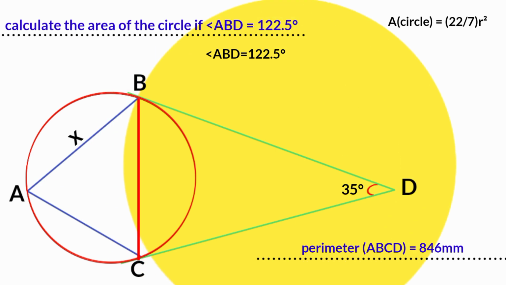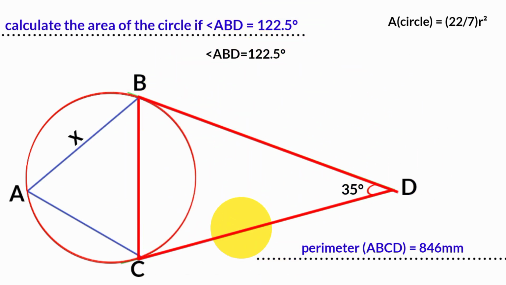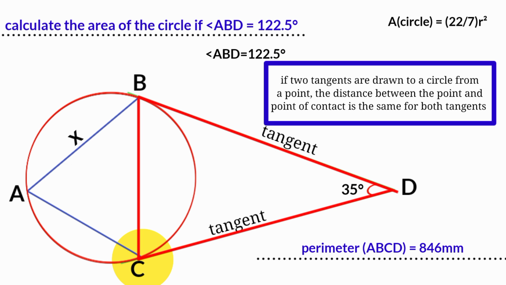If you look here, this line BD and this line CD are tangent to the circle at B and C. From the circle theory, there is a rule that if two tangents are drawn to a circle from a point, the distance from that point to the point of contact is equal for both tangents. That is, the distance between this point D and this point B is equal to the distance between this point D and this point C. Now line BD equal to line CD.